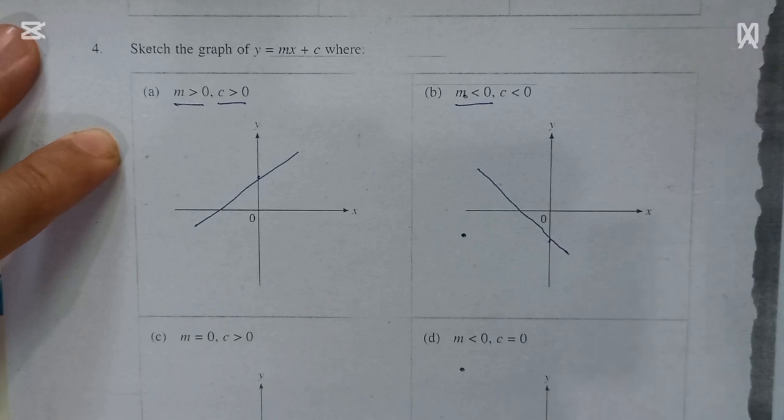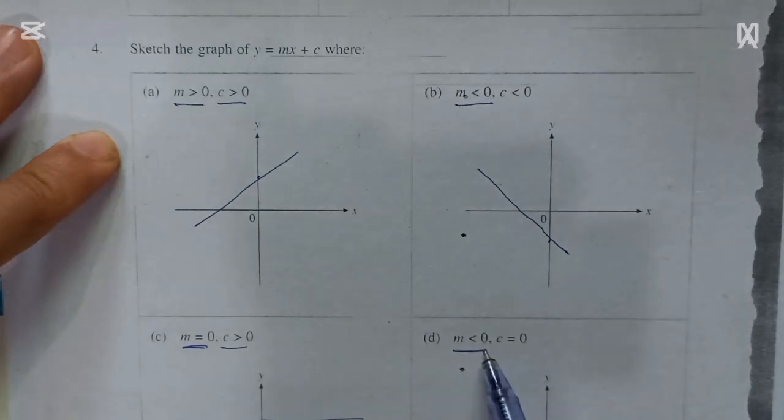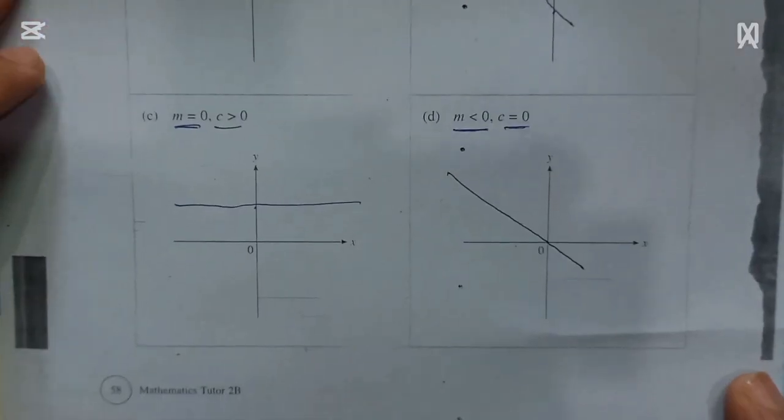So in the C part, m is equal to 0. It means the line will be horizontal to the x-axis, and c is greater than 0 stands for, let's suppose this is the point, and the gradient is 0. The line will be parallel to the x-axis, and m is less than 1. So the line will move upward from right to left. C is equal to 0, so c will be here. So the line will pass through the origin. So this will be the graph.